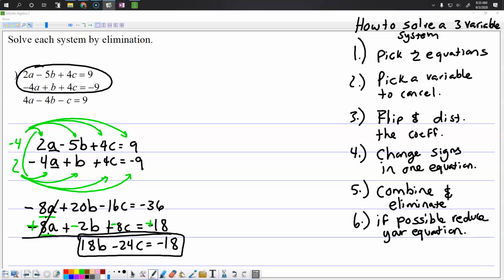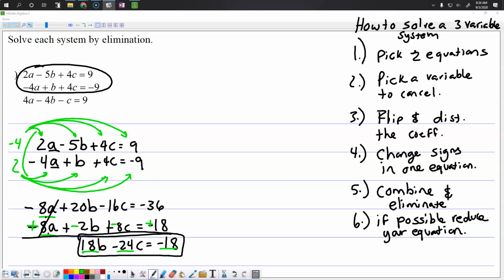Okay, so if possible, reduce it. What do I mean by that? Well, look at all three of your terms. Is there anything that you could divide out of all three of those? What's the biggest thing you could divide out of all three of those? The biggest thing you can divide out of all three of those would be 6, right?